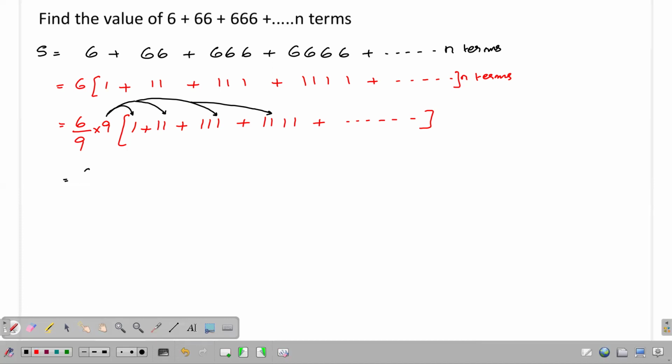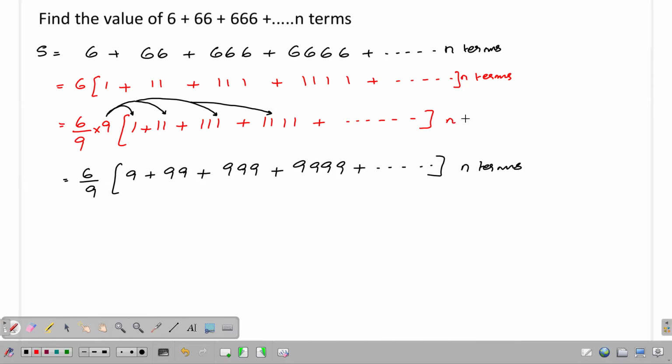So this will now become 6 by 9 times (9 + 99 + 999 + 9999 + etc.) up to n terms. Please note, don't consider using the sum to infinity formula here. It won't work because it is given sum to n terms only. In the question itself, it is made clear. Okay, that clear? Now the next step.